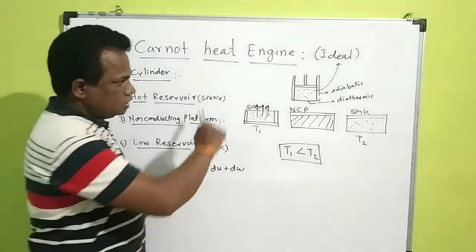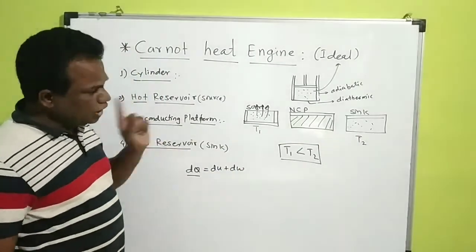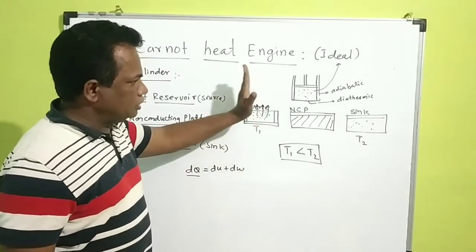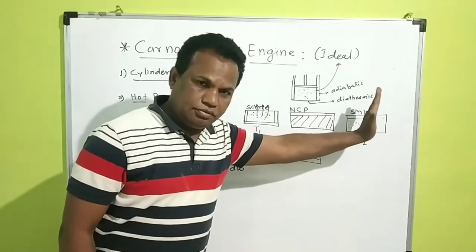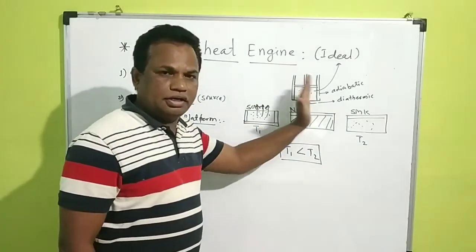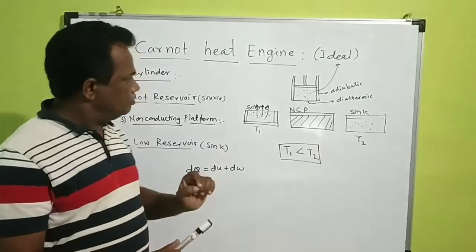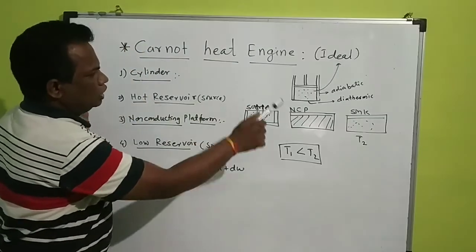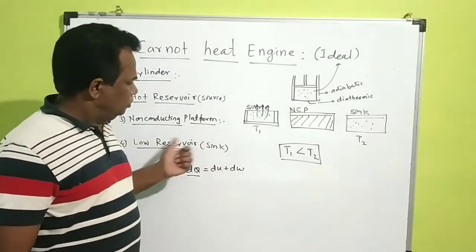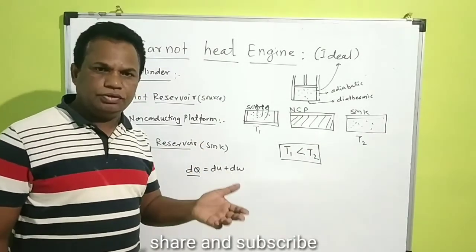So in one cycle, there are two isothermal processes at the source and at the sink, and two adiabatic processes on the non-conducting platform. So this is the overall Carnot heat engine. The process and the theory of Carnot heat engine will be explained in the next video. Thank you.